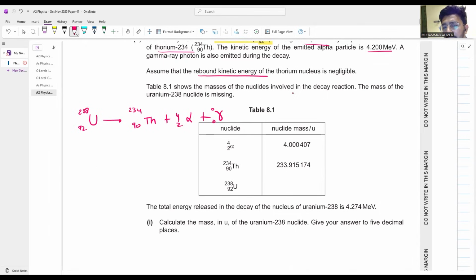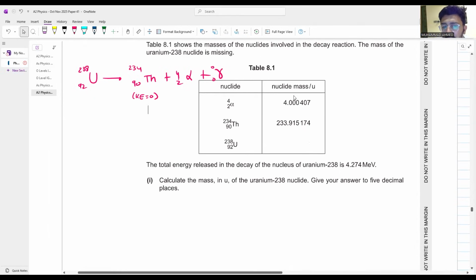Assume that the rebound kinetic energy of thorium is 0. अच्छा जी इसकी kinetic energy 0 है. Perfect. Table 8.1 shows the masses of the nuclide involved in the decay equation. The mass of uranium 238 is missing. अच्छा जी uranium का mass missing है. Okay. The total energy released in the decay of the nucleus of uranium is this. बेटा ये total energy released है during this decay का process. Okay. Calculate the mass in U for uranium 238 nuclide. Give your answer to 5 decimal places.